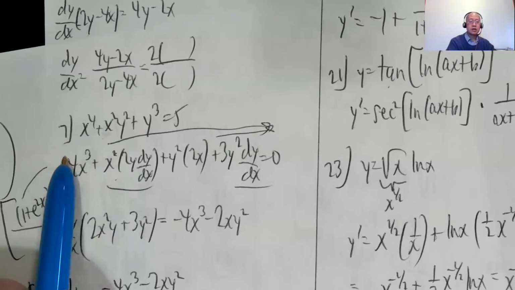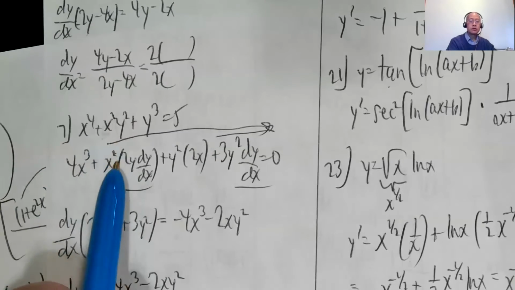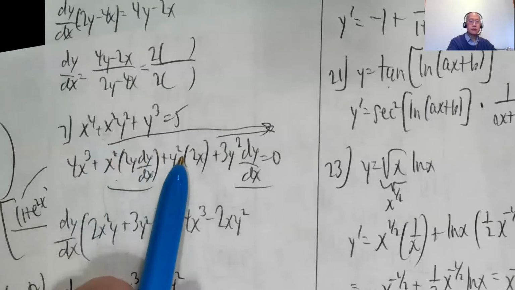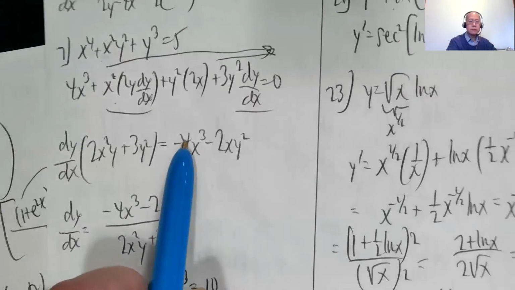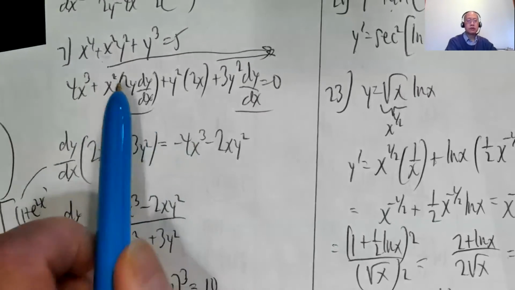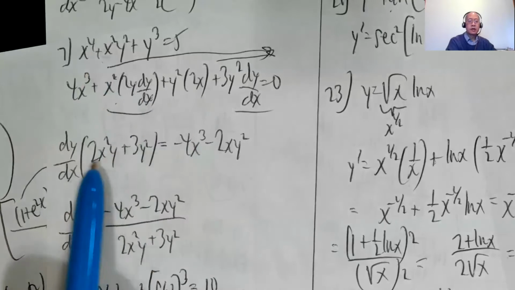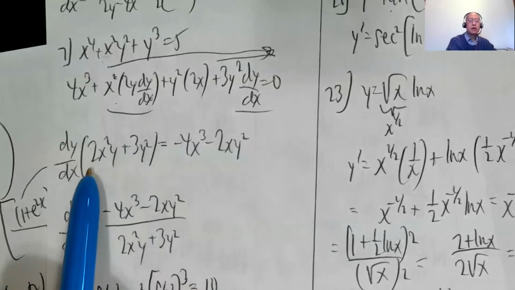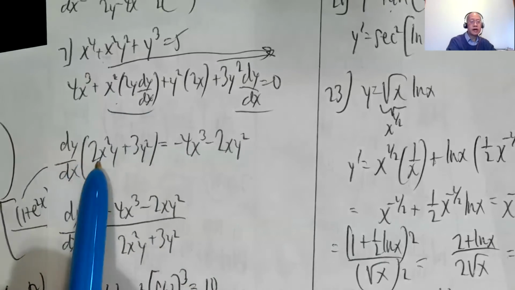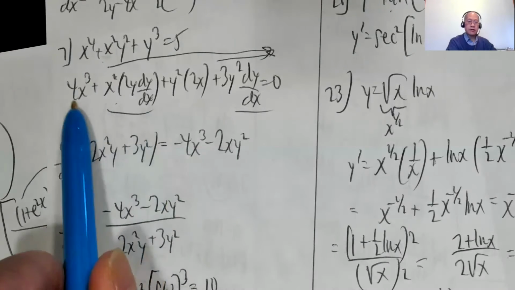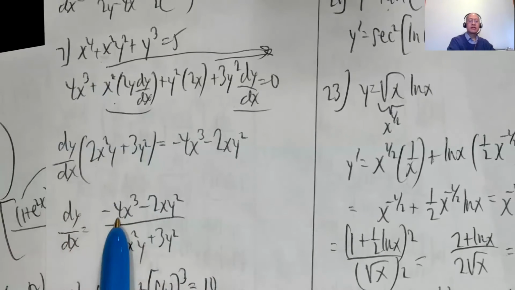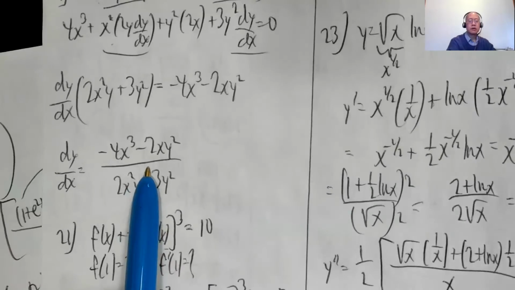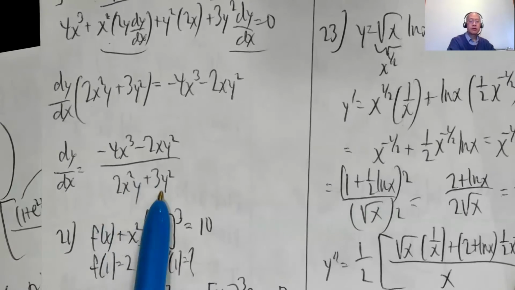Number 7. Again, differentiate implicitly. 4x cubed plus x squared times 2y dy/dx plus y squared times 2x plus 3y squared dy/dx equals 0. Anything that doesn't have a dy/dx goes over, like that one and that one. Factor out the dy/dx from these two. So dy/dx times (2x squared y plus 3y squared) equals negative 4x cubed minus 2xy squared. So dy/dx is (negative 4x cubed minus 2xy squared) all over (2x squared y plus 3y squared).